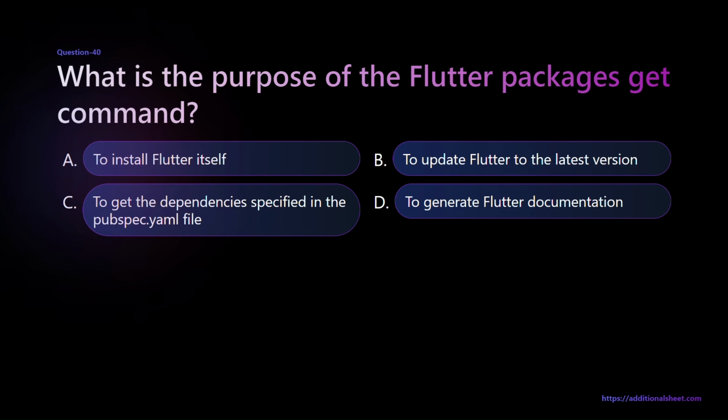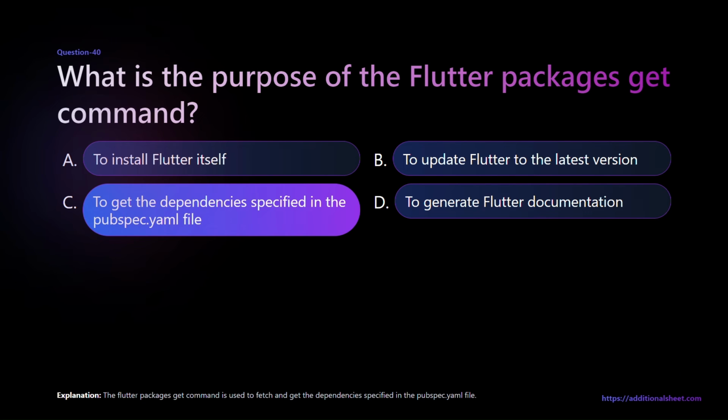What is the purpose of the flutter packages get command? Option A, to install Flutter itself. Option B, to update Flutter to the latest version. Option C, to get the dependencies specified in the pubspec.yaml file. Option D, to generate Flutter documentation. The correct answer is option C, to get the dependencies specified in the pubspec.yaml file.